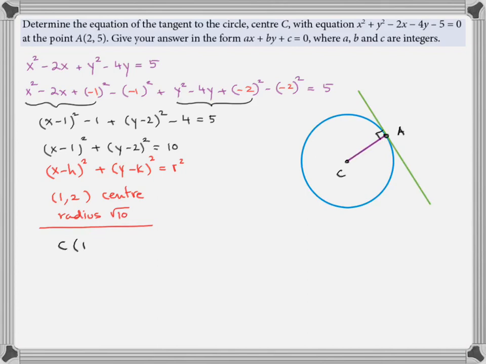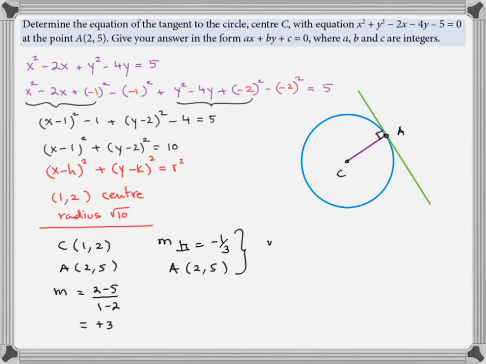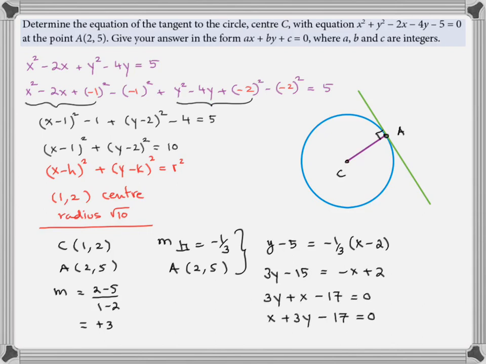So therefore, find the gradient of CA. The negative reciprocal would be the gradient of the tangent. The tangent point is (2, 5). Therefore, it's very easy to find the equation of the tangent. Since the examiner has specifically asked to write the answer in a particular format, we should cross multiply and take everything on one side: first the x term, then the y term, then the constant.